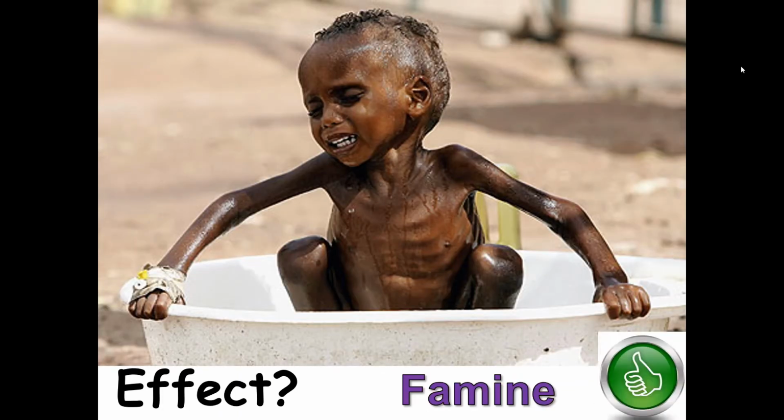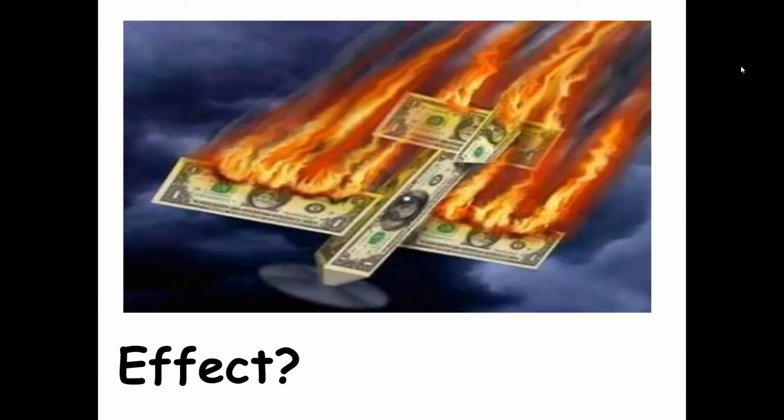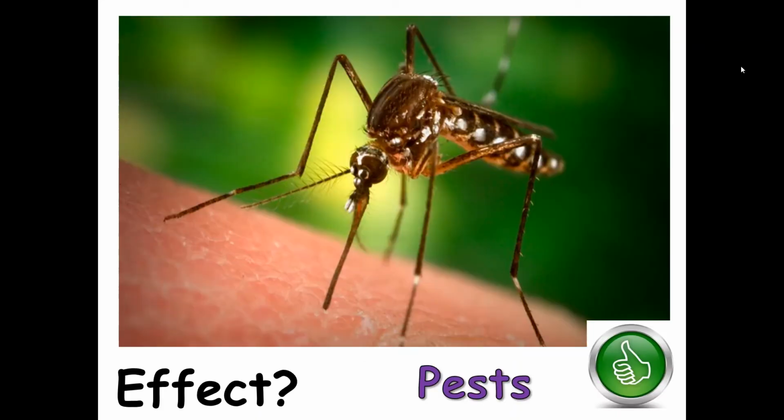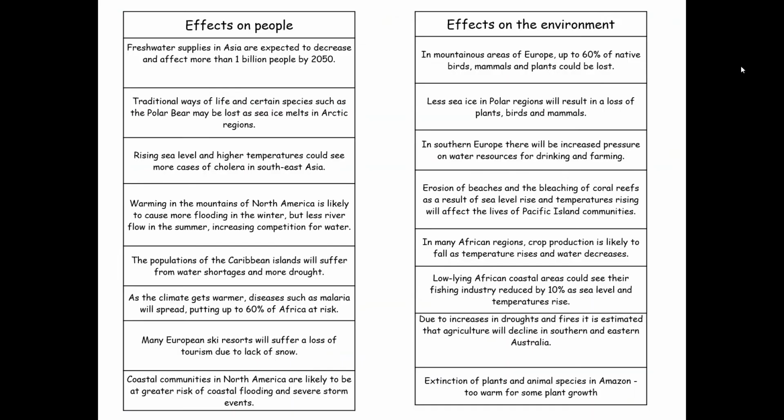We're going to see more famine. I mentioned before, food supplies and water supplies are going to be threatened across the world. Because of that, we're going to see a downturn in the economy of some countries, and also an increase in diseases and pests because of these warm conditions. Now, there's a multitude of effects on people and the environment. If you need to pause the video now, have a little read through them, please do so.